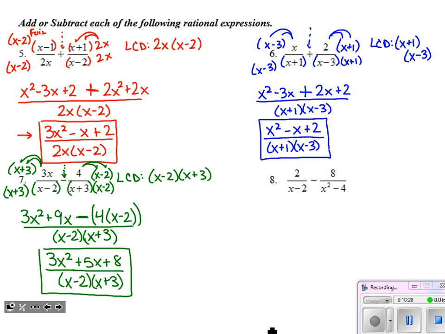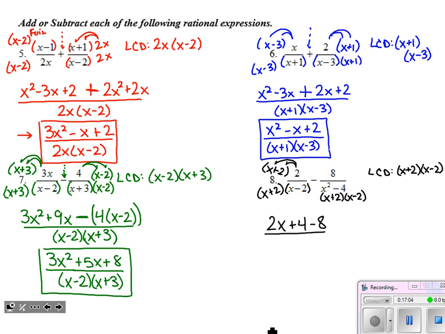And weirdly enough, number 8, one of the easiest of these 4 problems, I noticed something factorable right away in that right-hand denominator. It's x plus 2, x minus 2. Hey, and I've already got an x minus 2 piece over here. My least common denominator is x plus 2, x minus 2. And I only need to adjust the first fraction. That needs the x plus 2 factor. The other one already has the common denominator. Sweet. So if I distribute and then carry out my big subtraction, I get 2x plus 4 minus 8 all over that least common denominator.